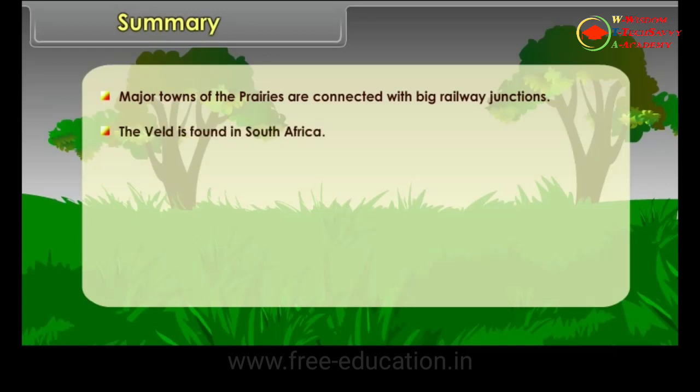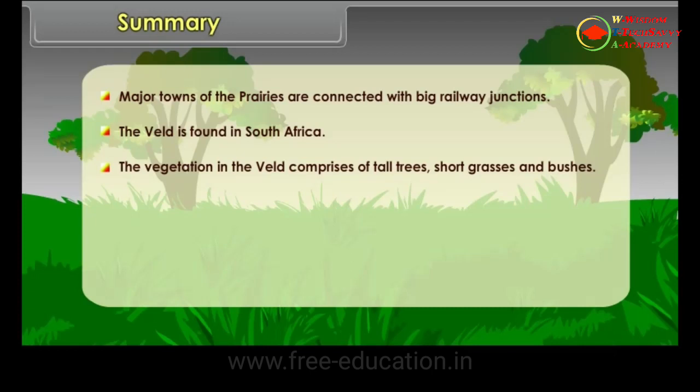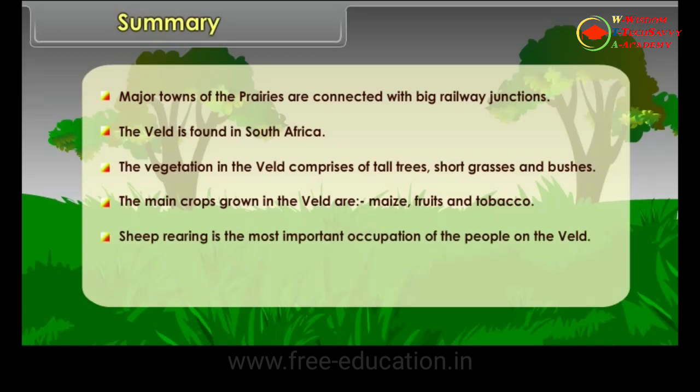The veldt is found in South Africa. The vegetation in the veldt comprises of tall trees, short grasses and bushes. The main crops grown in the veldt are maize, fruits and tobacco. Sheep rearing is the most important occupation of the people on the veldt.